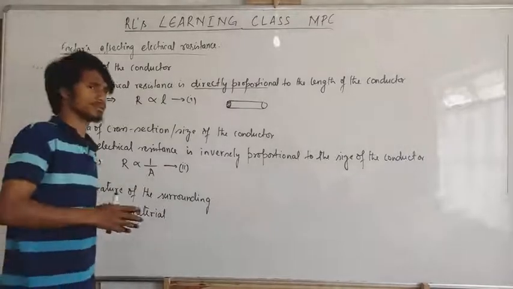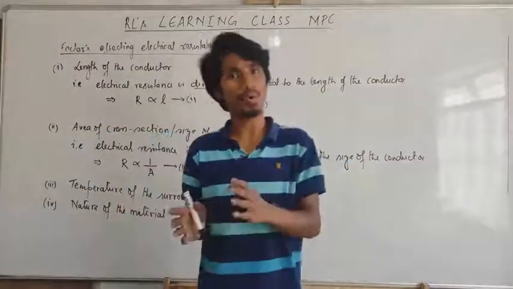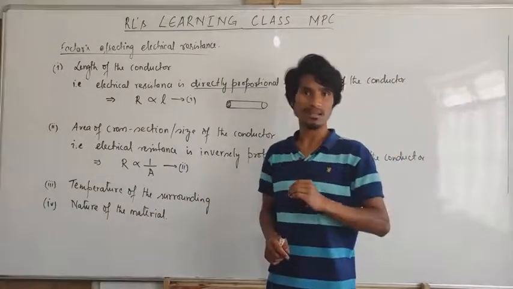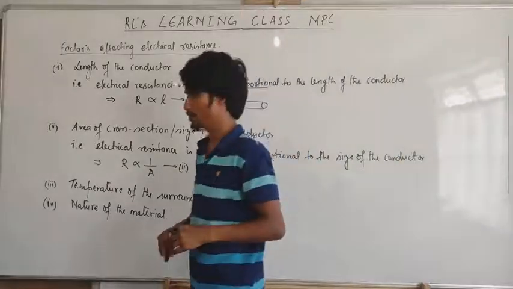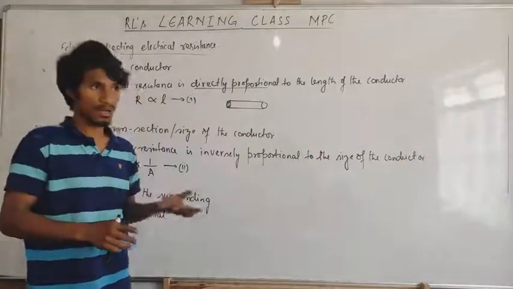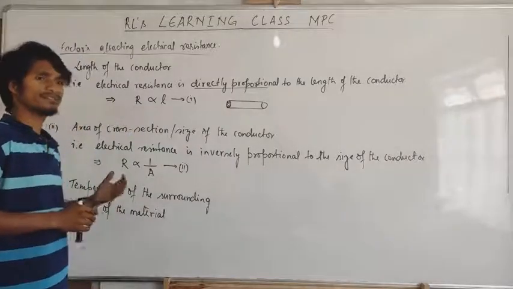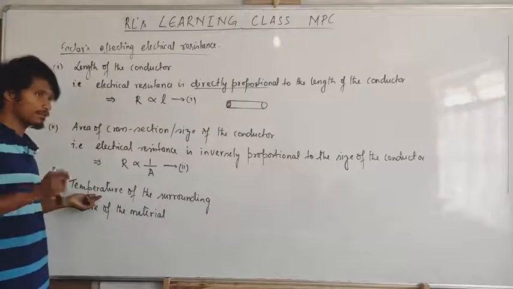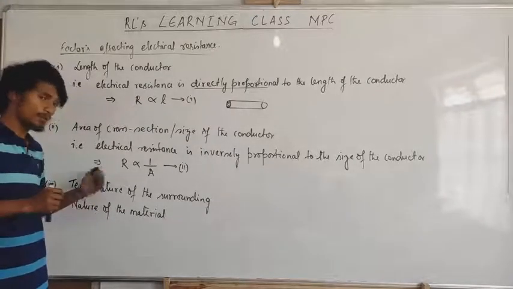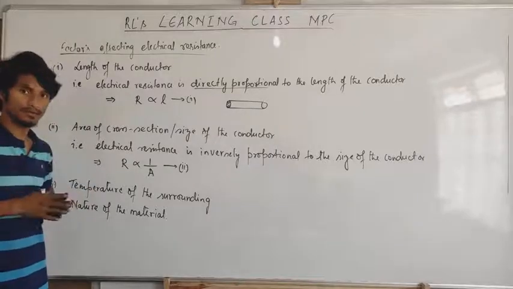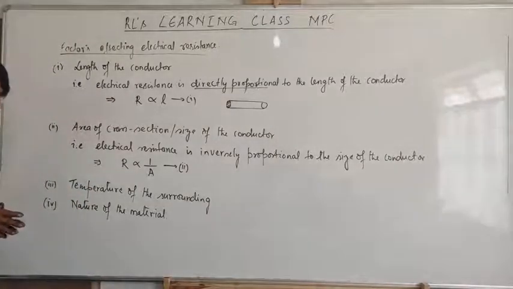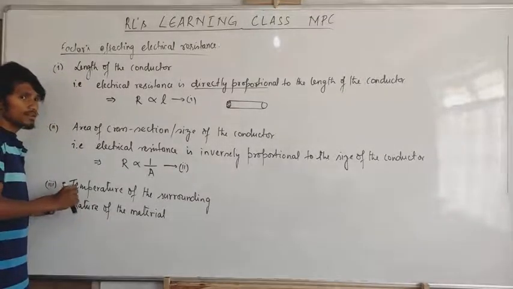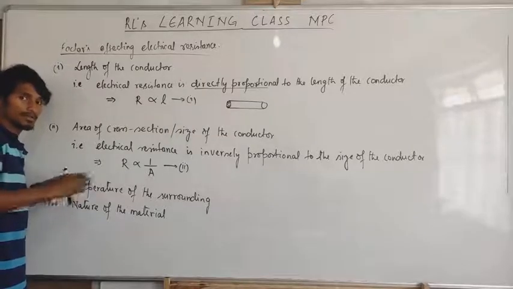But this is not valid and does not hold good for all materials. For pure metal, as the temperature increases, resistance also increases. But for semi-metal that will be different, and for alloy that will be different. For different materials the resistance is different. Then for pure metal, as the temperature rises, electrical resistance also rises. This is already given in the textbook. Generally, as the temperature rises, electrical resistance also increases.